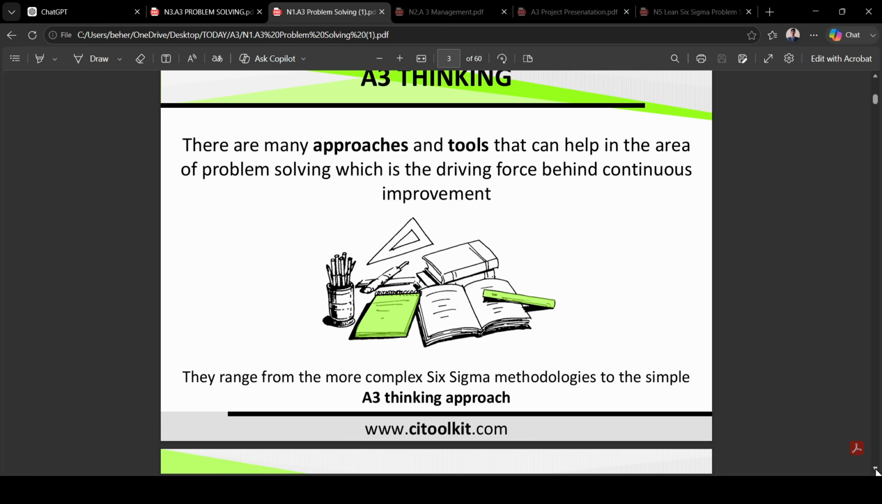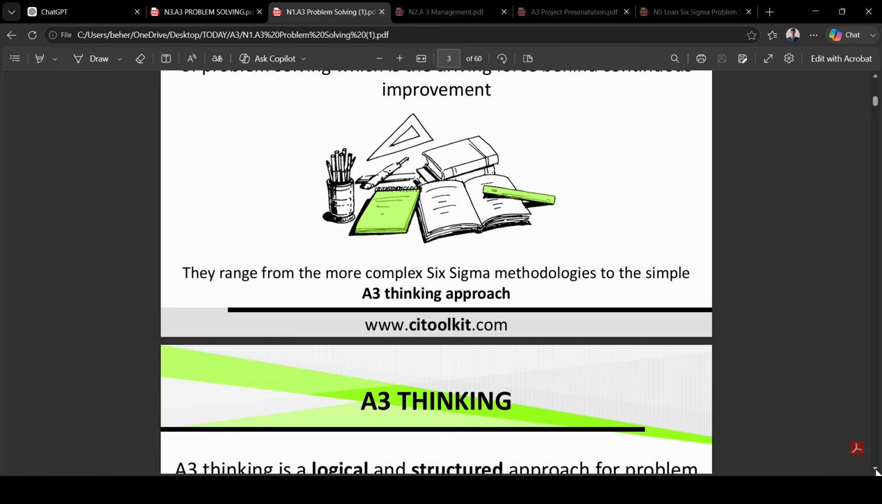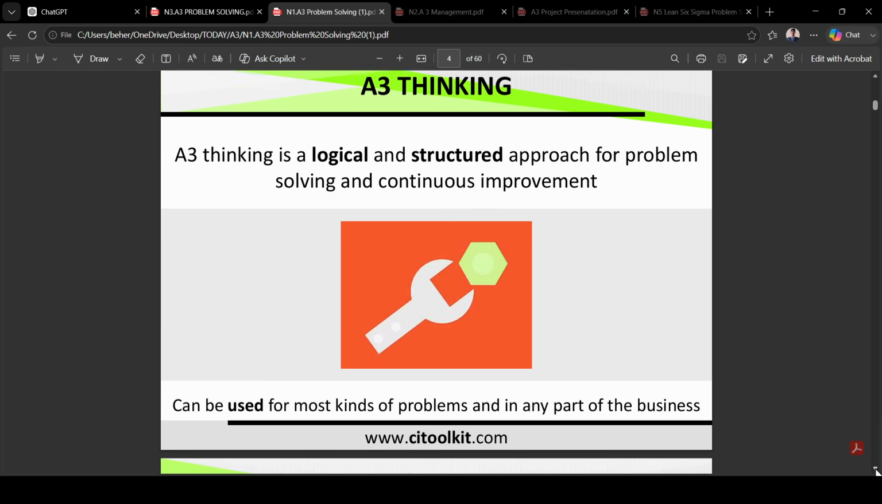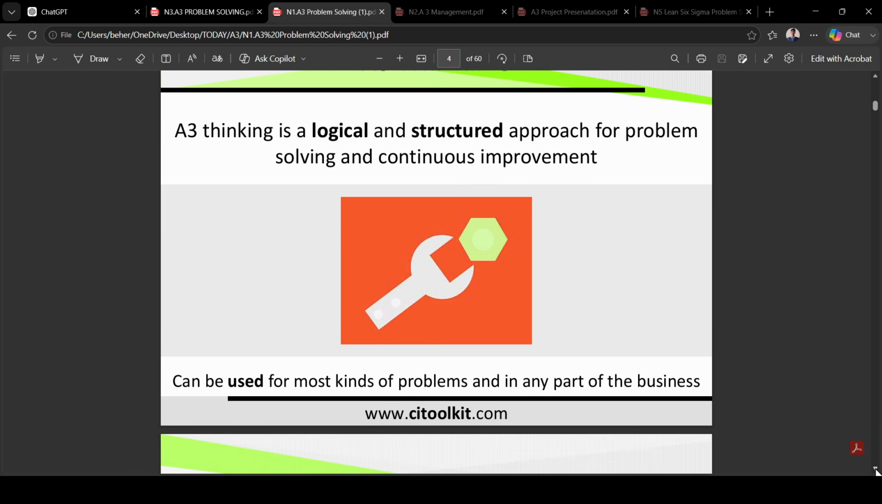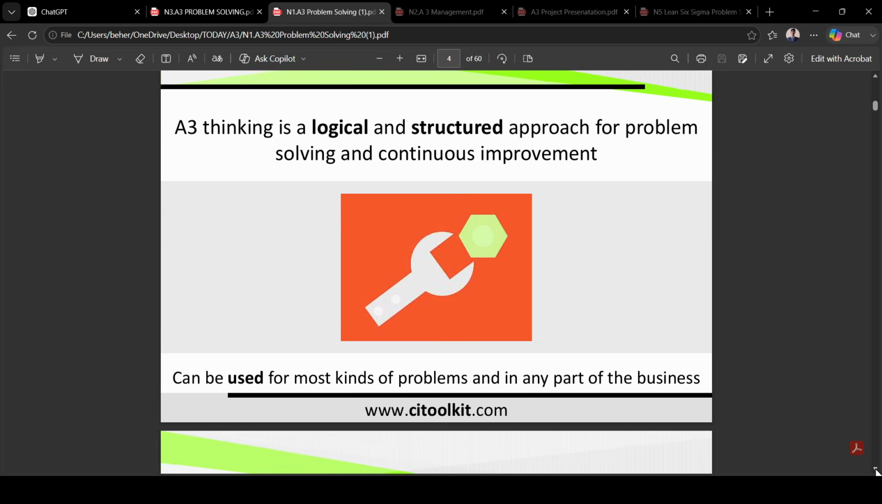There are many approaches and tools that can help in the area of problem solving, which is the driving force behind continuous improvement. They range from the more complex Six Sigma methodology to the simple A3 thinking approach. A3 thinking is a logical and structured approach for problem solving and continuous improvement, and it can be used for most kinds of problems and in any part of the business.